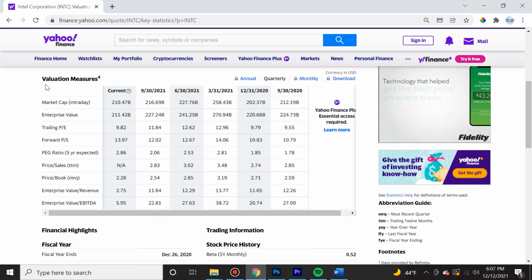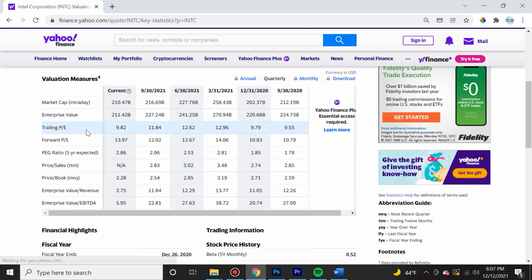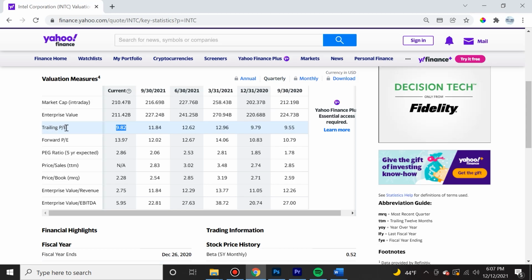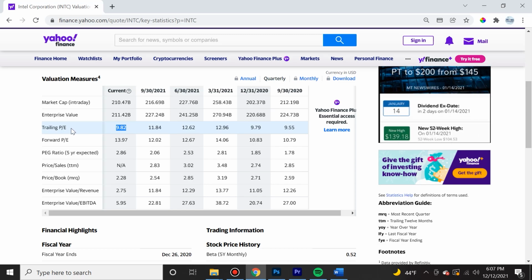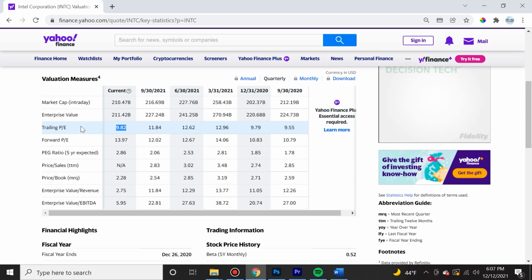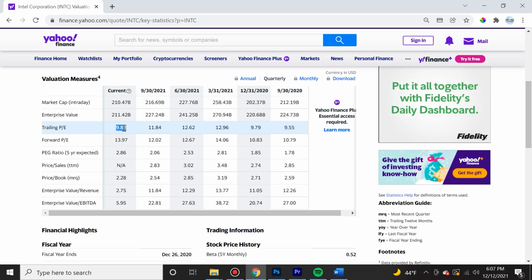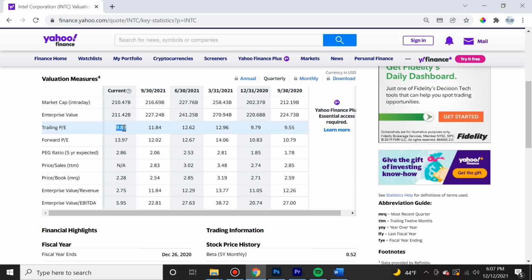So again, looking here at the valuation measures on Yahoo Finance for Intel, we can see that its trailing PE is 9.82. Again, trailing means that it's the past year. So they are taking the past year of earnings per share, and it's basically telling us what the current investor is willing to pay for Intel relative to its past earnings. And so you would want to compare this number against other numbers in the same industry if you're deciding between different stocks in the same sector.